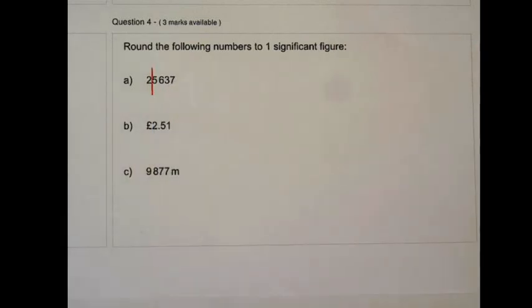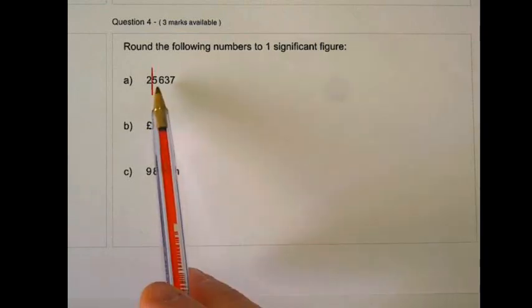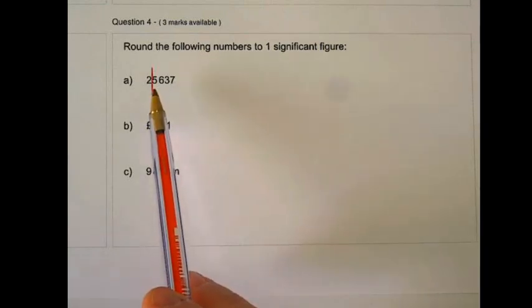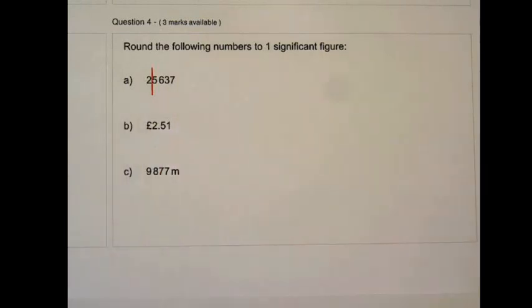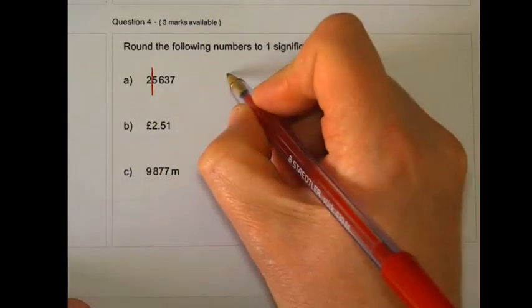So if that number on the right hand side of the line is a 0, 1, 2, 3 or 4, then the number on the left stays as it is. If the number on the right hand side of the line is a 5, 6, 7, 8 or 9, okay, then the number on the left rounds up. So in this case we've got a 5 on the right hand side, okay, which means our number on the other side of the line is going to round up. So that's going to round up to a 3.